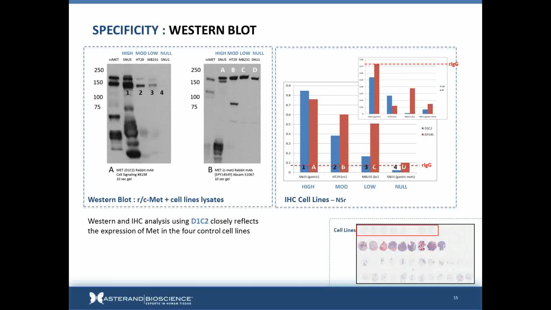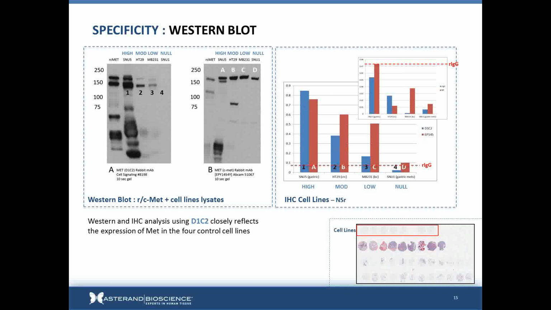In gel B, the other antibody, EP1454Y, was used, and while superficially the gel looks cleaner, there is reduced and incomplete detection of the recombinant protein and a similar level of band intensities across all the cell line lysates, which is unexpected given what we know about the variability of MET expression across these cell lines.